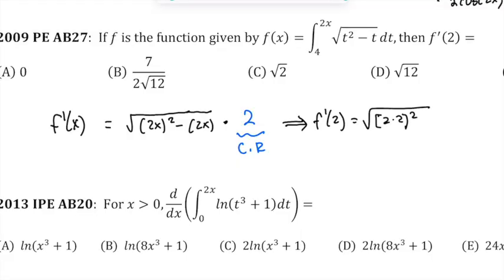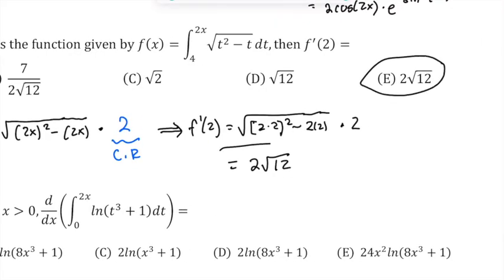So this is going to be 2 times 2 squared. So that's 16 minus 2 times 2, which is 4. So that's square root of 12. And we still have the 2 outside. So it's 2 times the square root of 12, which is e.